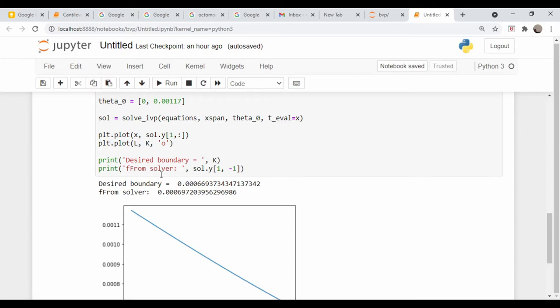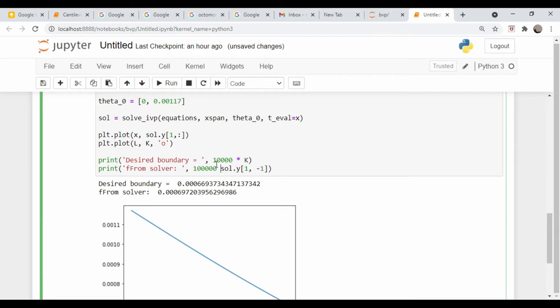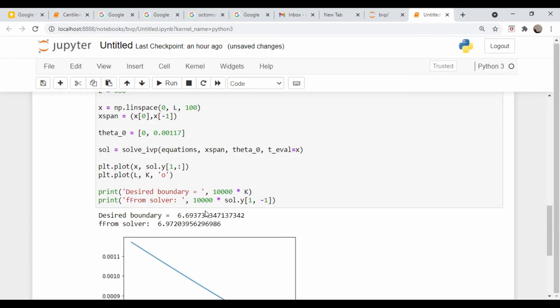Let's multiply this by 10,000, so we don't have to worry about the decimal places. 10,000 times that. 10,000 times that. So we just need to keep tweaking that until these numbers agree.